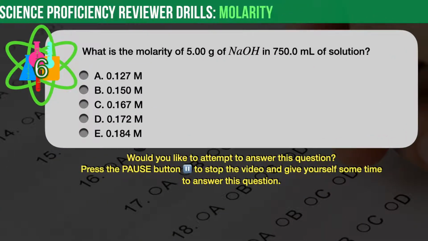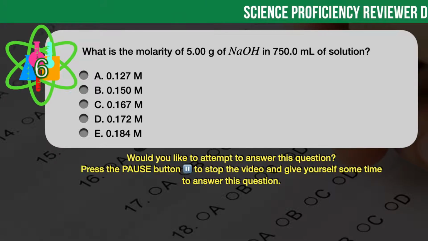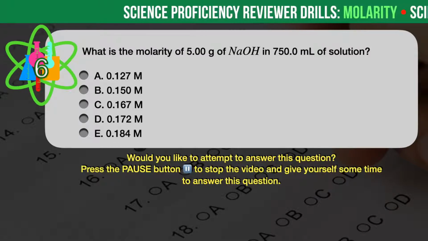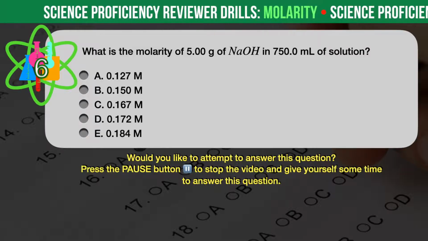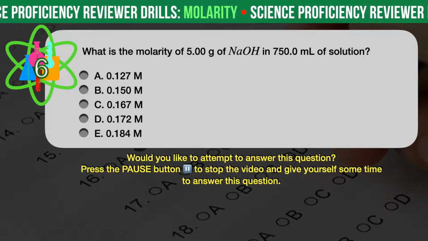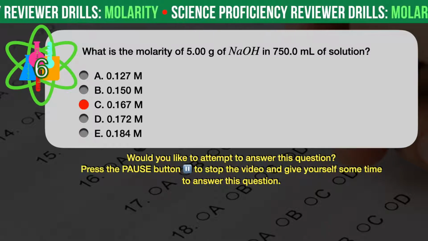Drill question number 6. What is the molarity of 5.00 grams of NaOH in 750.0 milliliters of solution? A. 0.127 M. B. 0.150 M. C. 0.167 M. D. 0.172 M. E. 0.184 M. The correct answer is C, 0.167 M.